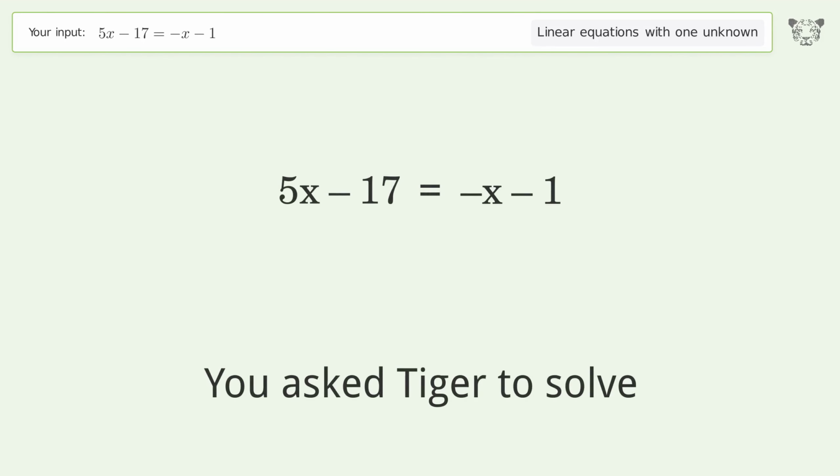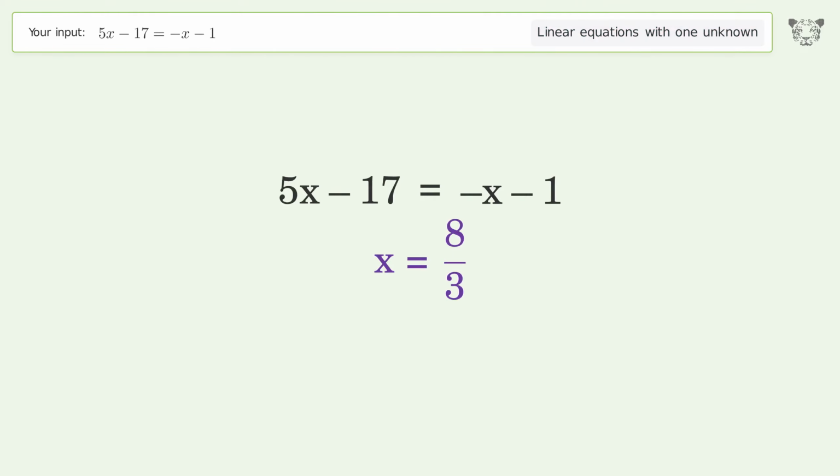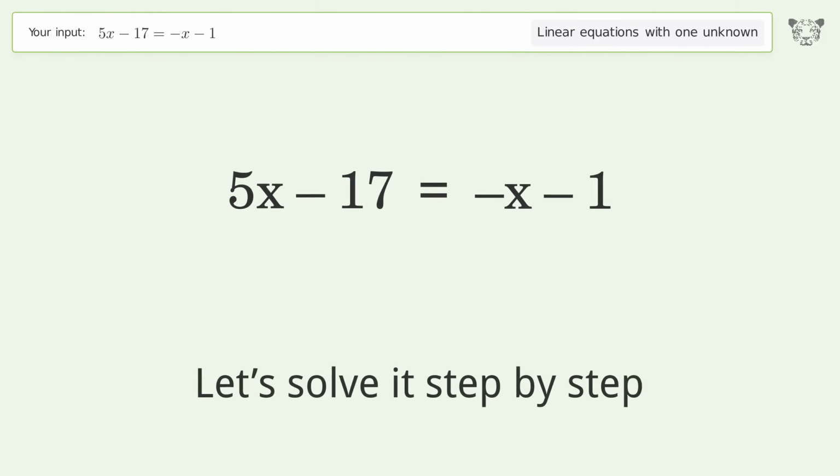You ask Tiger to solve. This deals with linear equations with one unknown. The final result is x equals 8/3. Let's solve it step by step.